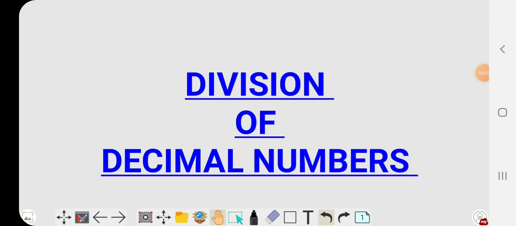Today we are going to start exercise 2.7. But before starting the exercise, we have to see through some concepts of division of decimal numbers.